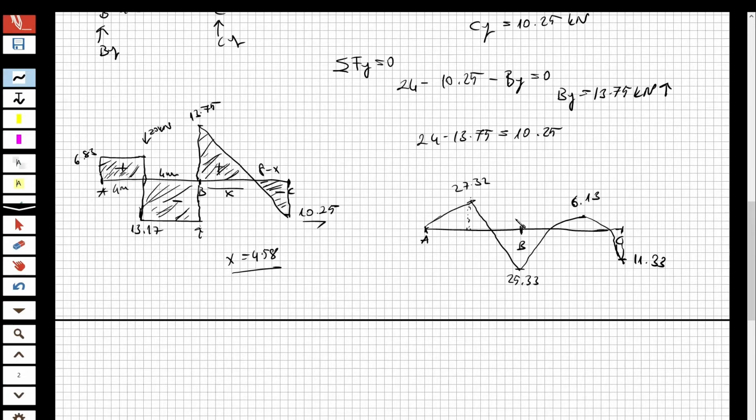Now also this is the moment diagram. And now the question is solved. I guess you understand how we are going to solve the moment distribution of beam questions, and how to draw the shear and the moment diagram of these beams.